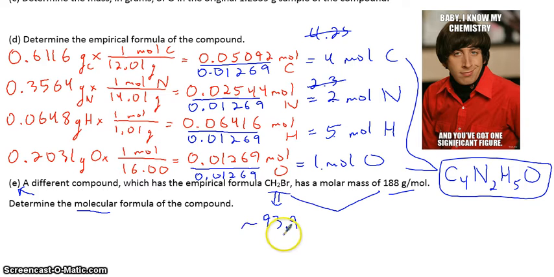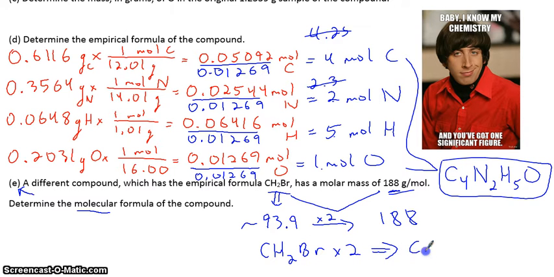Which looks to me like it's about 2 times smaller than the molecular, which means the molecular is 2 times bigger. So from here to 188, you have to multiply by 2, which means our formula, CH2Br multiplied by 2, becomes C2H4Br2. Everything essentially is 2 times bigger. And this is the molecular formula.